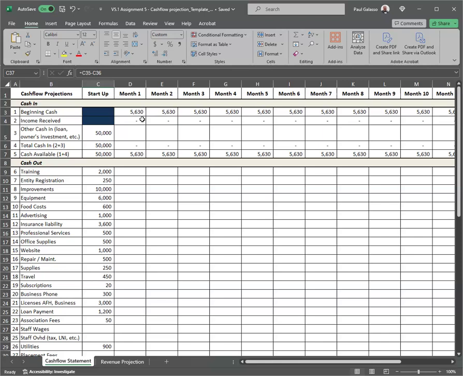Now we're going to get into the income received and the total cash in. All right, let's start with our income. So we will open up a new document here.